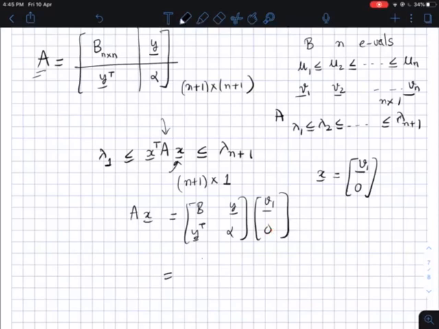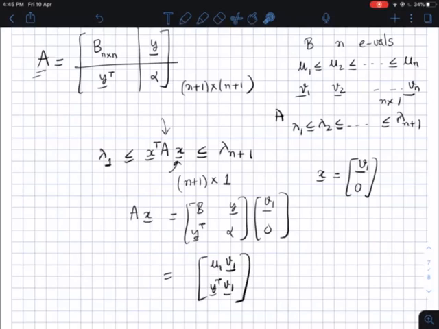That gives you the first term, which is B multiplied with v1, is nothing but mu1 v1, because v1 is an eigenvector of B. And the second entry is obtained by multiplying y transpose with v1 and alpha with 0, right? So that's y transpose v1. So what you get here is mu1 v1. The first n coordinates are simply a scaling of the corresponding n coordinates in x, right? But the last coordinate gets modified. So y transpose v1 may not actually be 0, it could be something else as well.